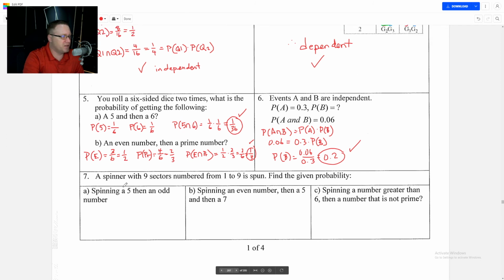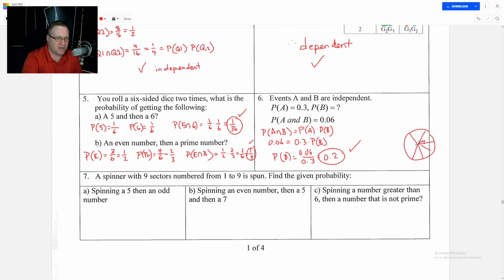All right, last one that we'll do today. We're almost finished. So a spinner with 9 sectors. Again, we talked about this in a previous problem. So we have a spinner. It's got an arrow on it. Then we're going to spin it around, and it's got 9 sections on it. So like 9 pieces of pizza.